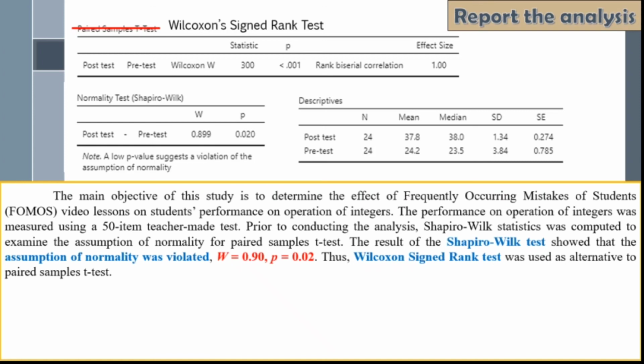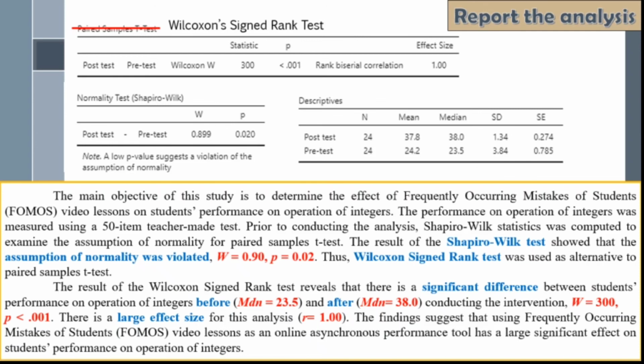The main objective of this study is to determine the effect of frequently occurring mistakes of students, or FOMOS, video lessons on students' performance on operation of integers. The performance on operation of integers was measured using a 50-item teacher-made test. Prior to conducting the analysis, Shapiro-Wilk statistics was computed to examine the assumption of normality for a paired samples t-test. The result of the Shapiro-Wilk test showed that the assumption of normality was violated, represented by the given values. Thus, Wilcoxon's signed rank test was used as an alternative to the paired samples t-test.